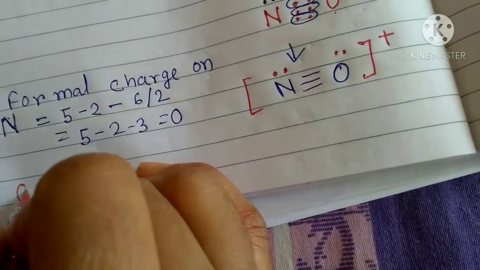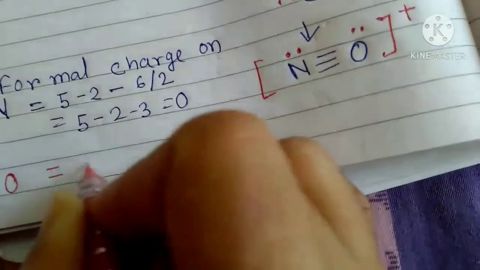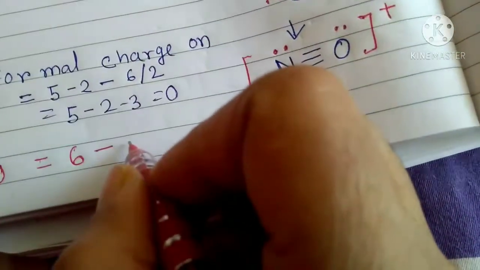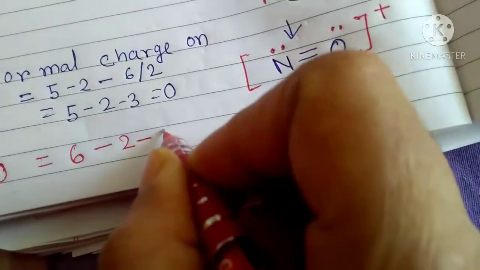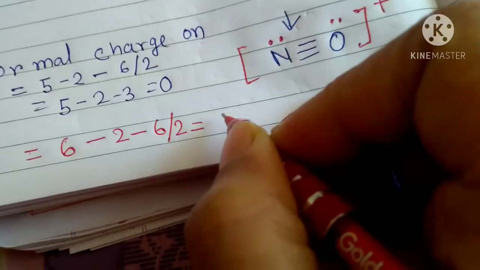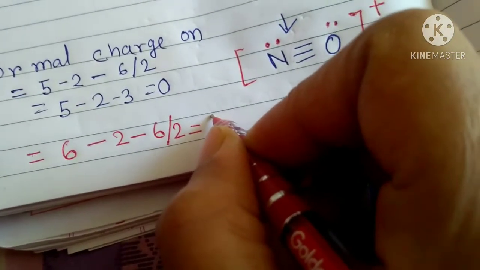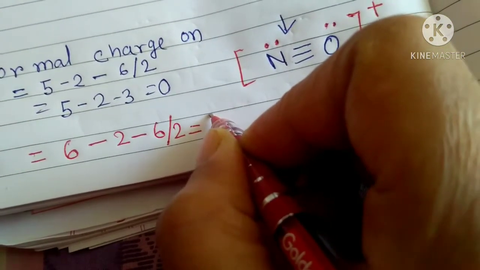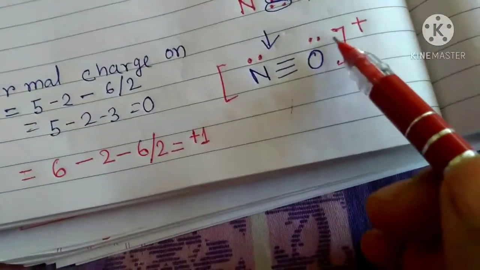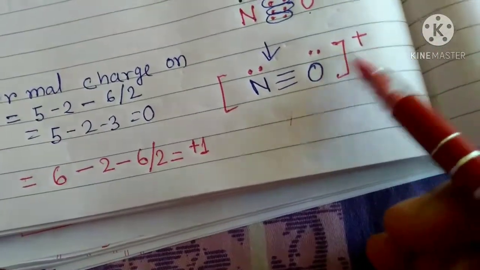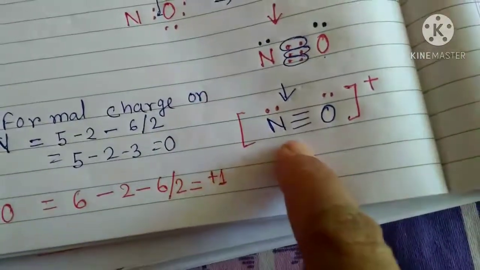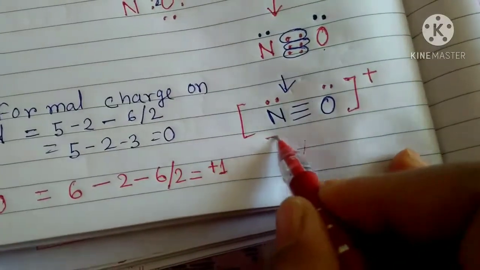Now see, check on oxygen: 6 valence electrons minus 2 non-bonding electrons minus 6 bonding electrons by 2 is equal to 6 minus 5, which is plus 1. So here also, as a whole, plus 1 charge is there, and that charge will be on oxygen. So this is the structure for NO plus.